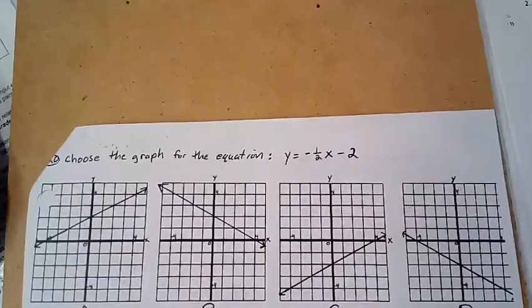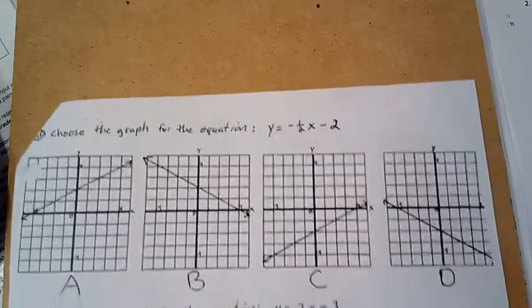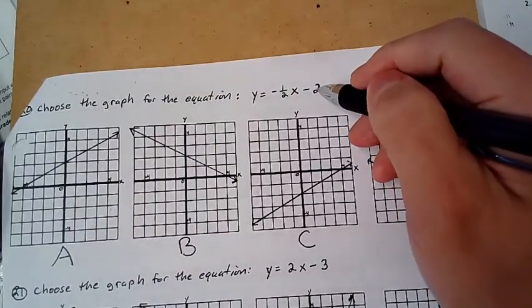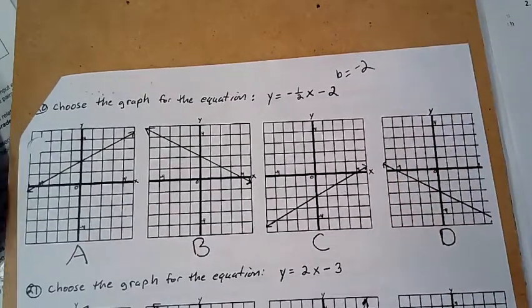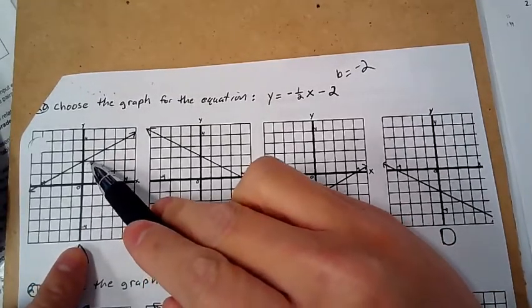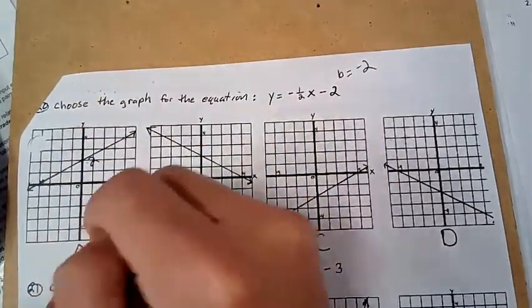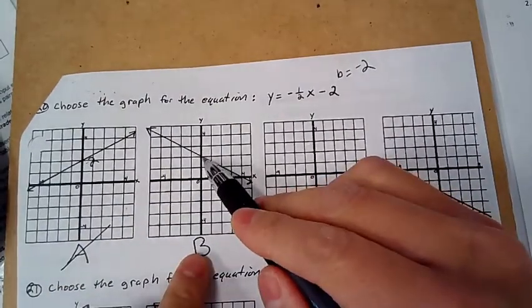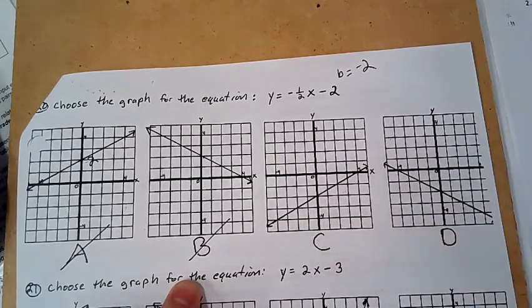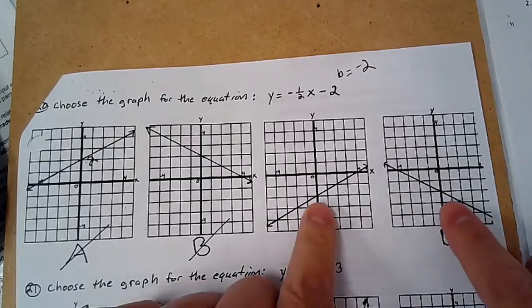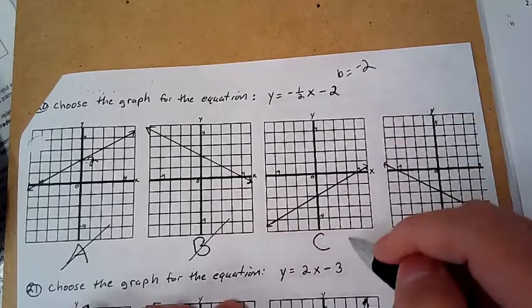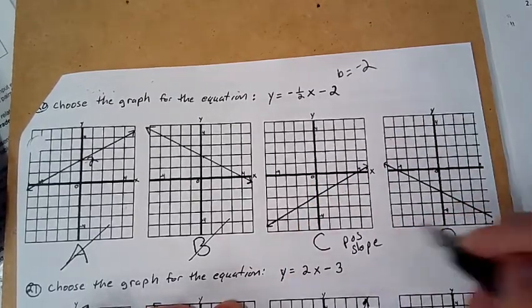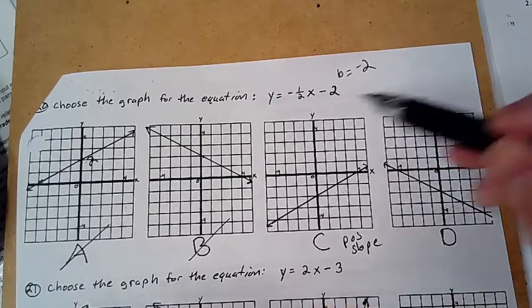For number 20, choose the graph for the equation. Alright, look at the y-intercept. It's negative 2. Okay, so this b equals negative 2. Okay, so the y-intercept here for A is a positive 2. It's not A. It's also a positive 2 for B. It's not B. Okay, we're down to C and D. Both of these are negative 2. The slope is negative, right? Negative 1/2. Okay, this has a positive slope. D left to right is going down. D has the negative slope that we want.